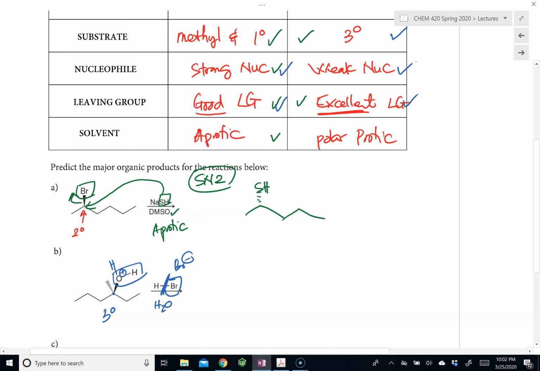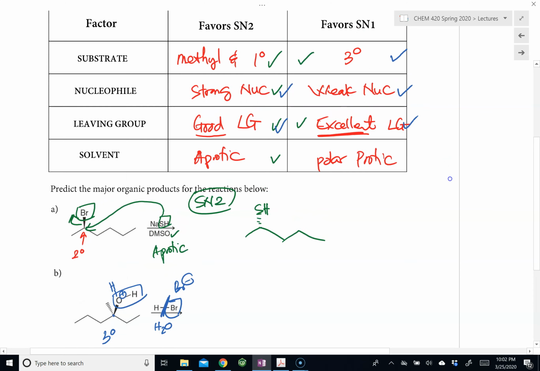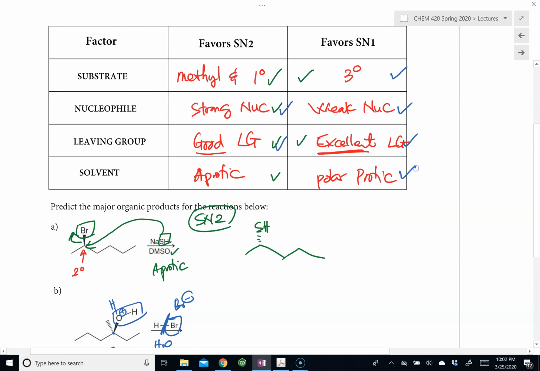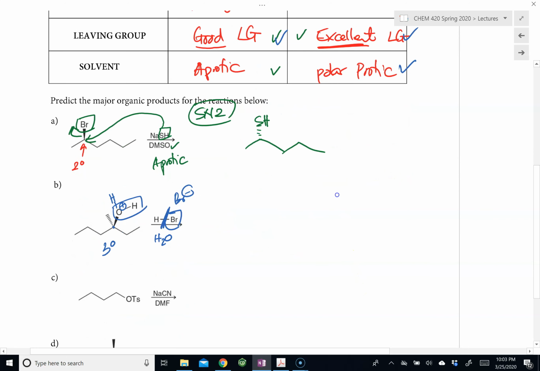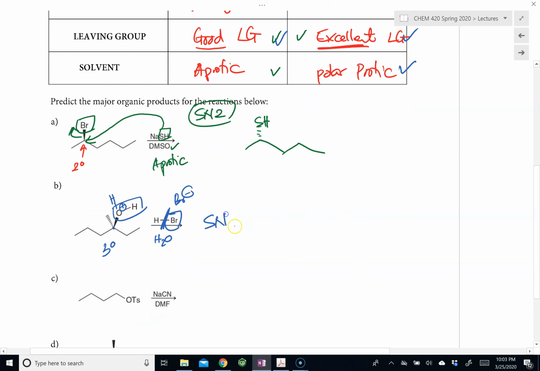And lastly, in this case, water is the solvent, and water is a polar protic solvent, and the polar protic solvent will then favor SN1. So therefore, we will see that there are more boxes checked off that favor the SN1 mechanism. So the major product will be the SN1 product. And now, let's figure out what the product would be.